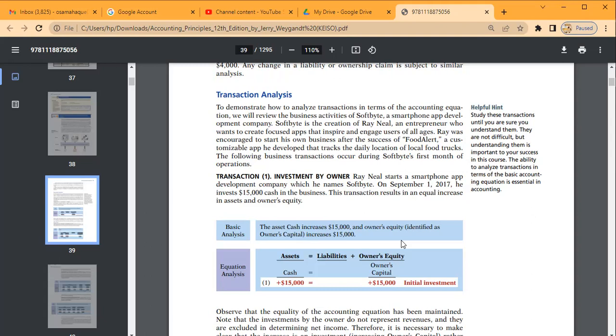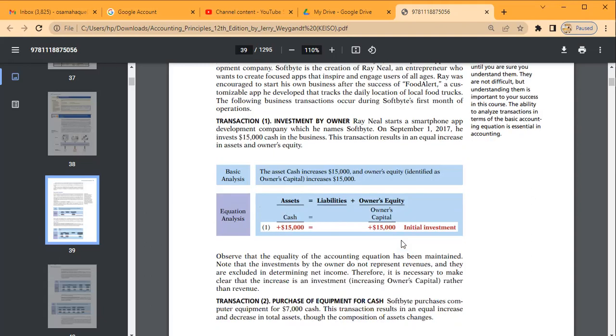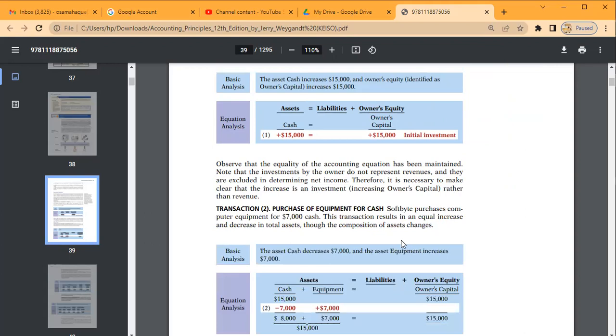So assets will increase by 15,000 and owner's equity, also known as capital, will also increase by 15,000, as this is the initial investment, and the initial investment has been done in the form of cash. Does this make sense? Yes.